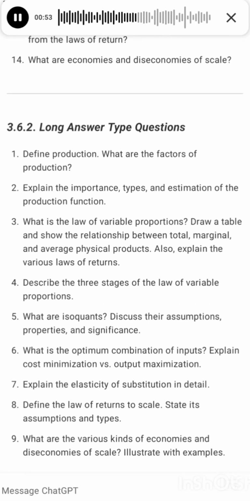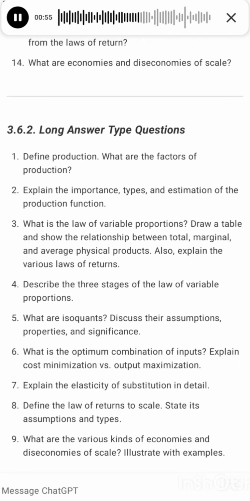Part 3.6.2. Long answer type questions. 1. Define production. What are the factors of production? 2. Explain the importance, types, and estimation of the production function. 3. What is the law of variable proportions? Draw a table and show the relationship between total, marginal, and average physical products. Also, explain the various laws of returns.